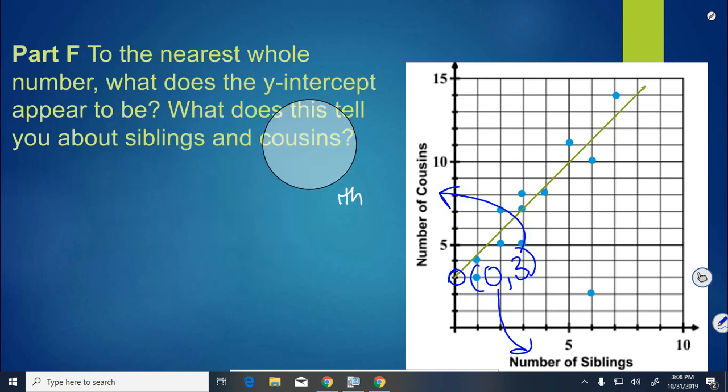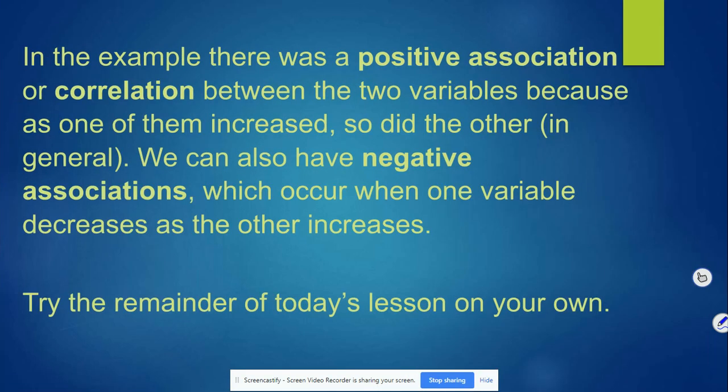Okay, so hopefully now you understand the basics of a scatter plot, and you can use that to answer some questions on your own. So in the example, there was a positive association or correlation between the two variables because as one of them increased, so did the other in general. We can also have negative associations, which occur when one variable decreases as the other increases. Try the remainder of today's lesson on your own. So go ahead and continue. Check in with me so I can make sure you're getting them right before moving on to today's exit ticket.